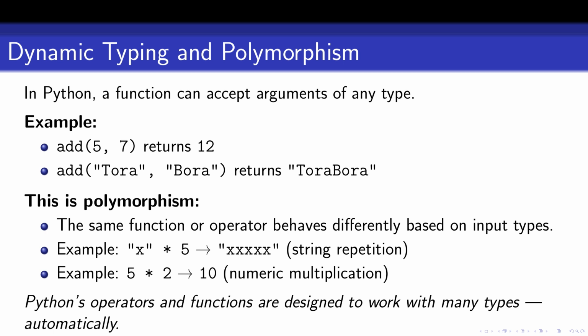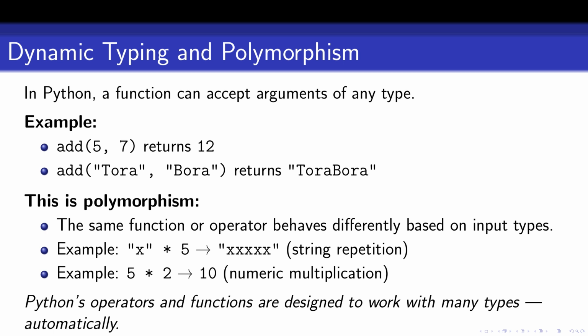Python functions are dynamically typed, which means they can accept arguments of any data type. For example, the same function add might return 12 when passed two integers, or return the concatenated string torabora when passed two strings. This behavior is known as polymorphism, where the same function behaves differently depending on the type of its input.